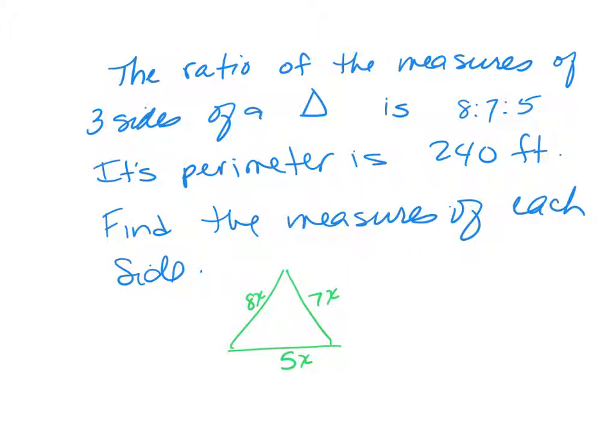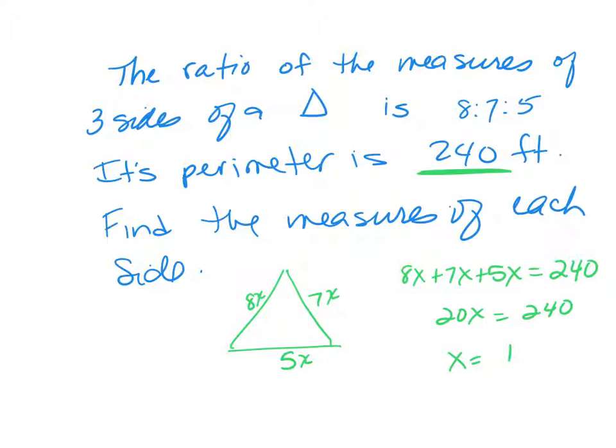And how do I find perimeter? Add them all up. So I'm going to say 8x plus 7x plus 5x equals 240, which is the number they gave me for the perimeter. And that is 20x equals 240. So x equals 12, I believe. Right? Yeah, what did I say?